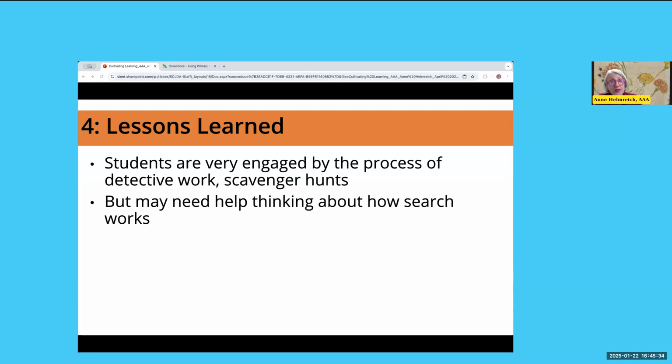But they may need help thinking about how search works. They may not naturally understand what's a keyword. How do I think about keywords, or what's a subject word? So you may need to help them think about that. Sometimes when you type something very precise and the computer can't match it, you're not going to find what you need, and you need to use a more general descriptive category.